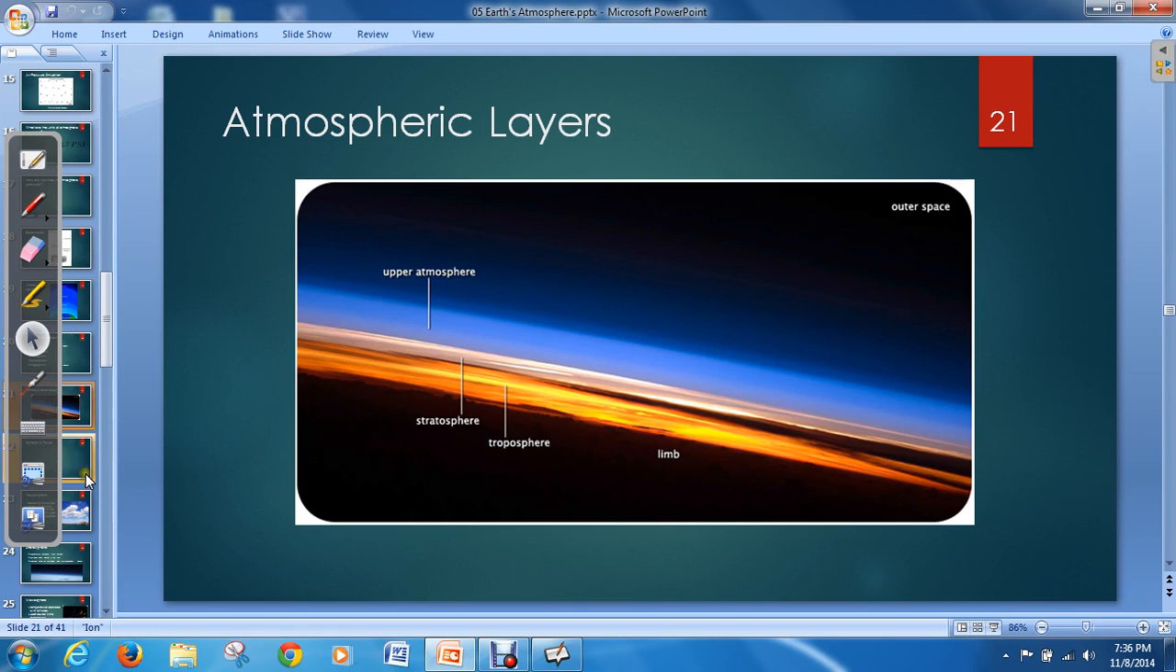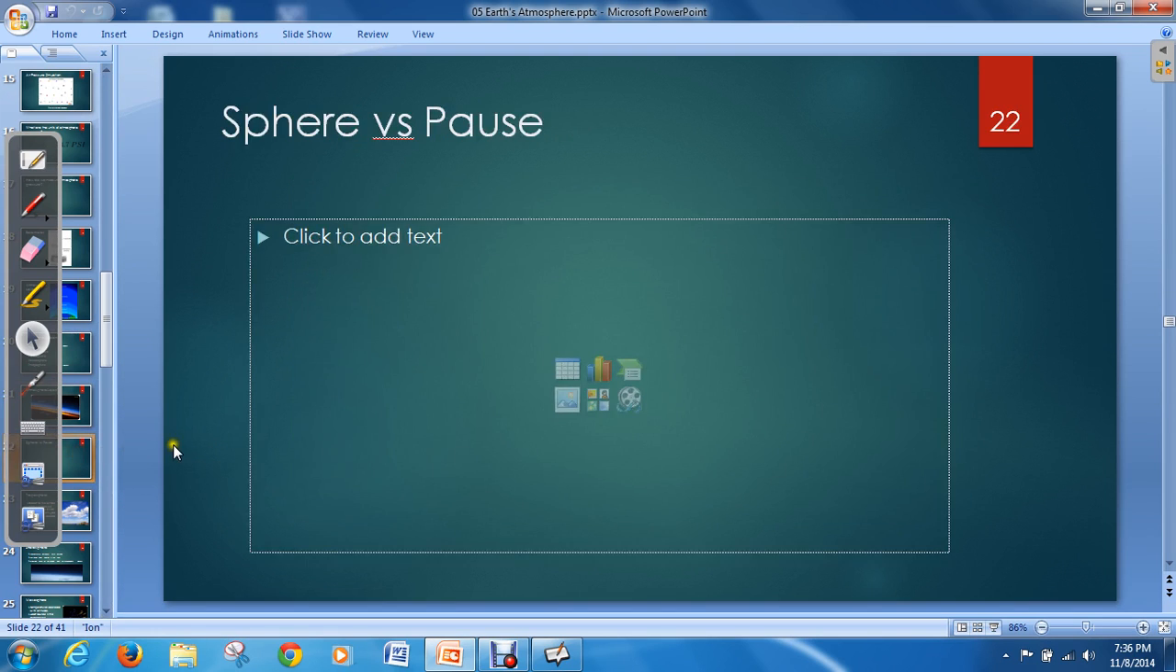All right. We also want to differentiate between a sphere and a pause. Sometimes you'll hear it called the stratosphere, and sometimes you'll hear it called the stratopause. All that means is it's a slight difference. The stratosphere means all the air inside that part of the atmosphere, whereas the stratopause would just mean the boundary line for that part of the atmosphere.